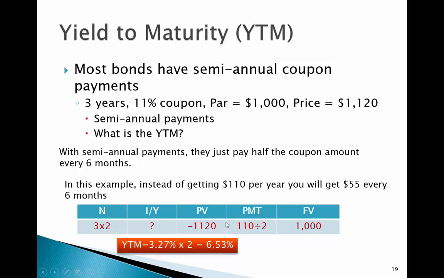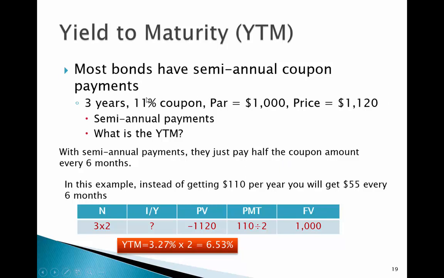Now, obviously, the present value stays the same because that only happens once. Okay? You pay some money for it today. It doesn't matter whether it's semi-annual or not. You just pay for it today. So present value stays the same. It's just the price.